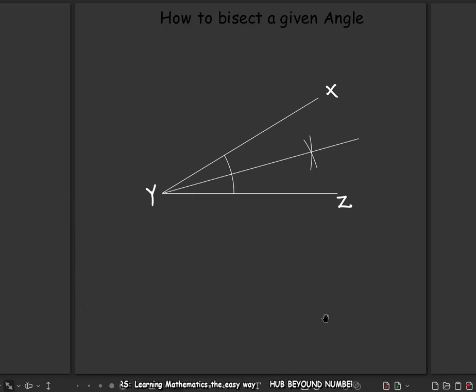Now, in our next video, we'll be looking at how to construct our own angles, starting from 90, 15, and then all the common angles. All right. So starting from 60 and then 30 and the rest.